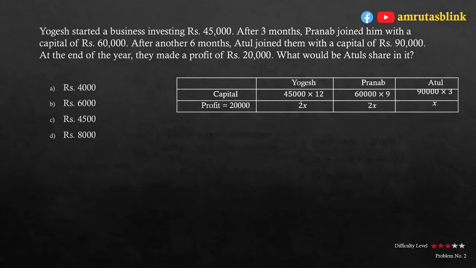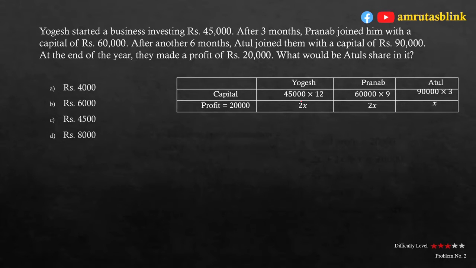Pranav had joined after 3 months. So, let us say Pranav had joined on 1st of April. So, Pranav's capital is going to be used from 1st of April to 31st of December, that is for 9 months. Now, after April, after another 6 months, when Atul had joined, Atul must have joined on 1st of October. So, Atul's capital was used for only 3 months, that is October, November and December.